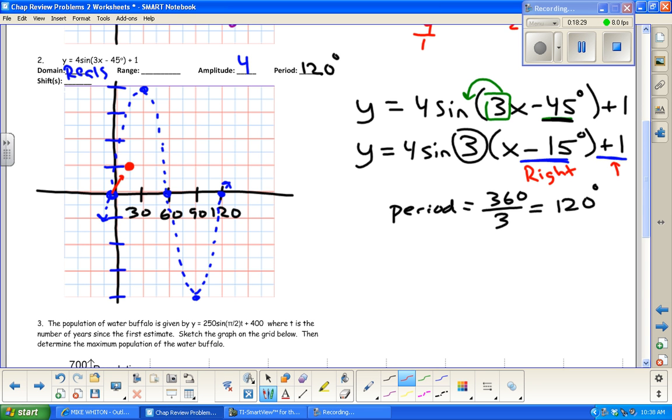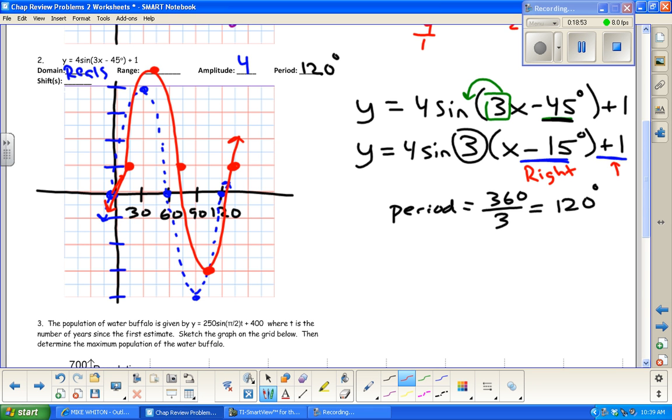Second point, I've got to go over. I'm going to run out of space here, so it's going to actually be up here. Over 15, up 1. This bottom point, over 15, up 1. And over here, over 15 and up 1. So my scale, I probably should have done a little better, but that's good enough. That shows me the shifts, and that's our final answer.